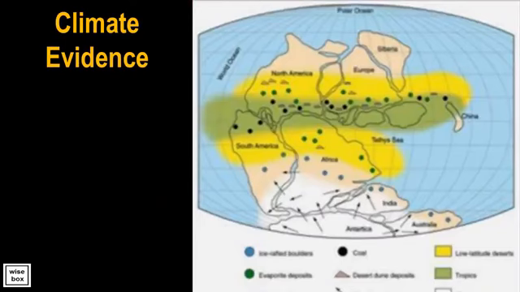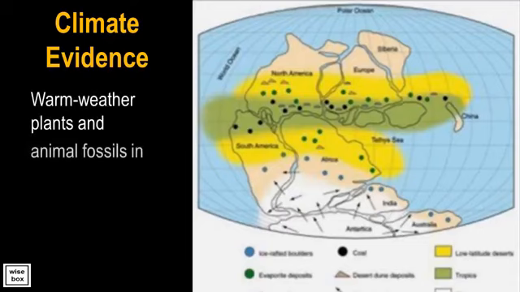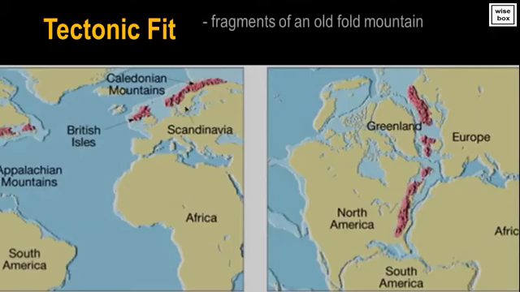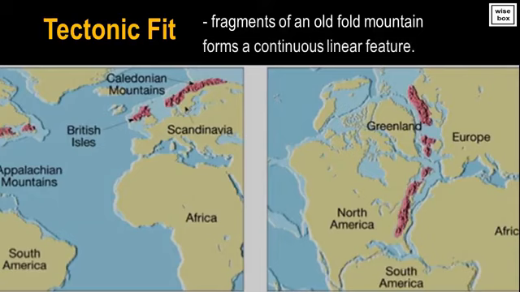Also, several warm weather plant and animal fossils have been found in ice-covered regions. This climate-related evidence also supports the continental drift theory. Fragments of an old fold mountain belt, between 450 and 400 million years old, are found on widely separated continents today. Pieces of the Caledonian Fold Mountain Belt are found in Greenland, Canada, Ireland, England, Scotland, and Scandinavia.